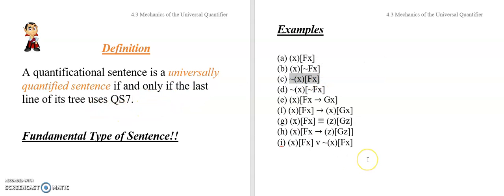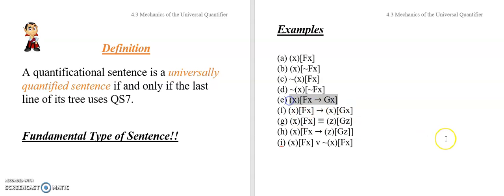This is not a universally quantified sentence. This is a negation. Why? Because in the last line of its tree, you would use QS2. Right? Exact same idea here. This is a negation. This is not a universally quantified sentence. It's a negation. This is its main connective. In the last line of its tree, it would use QS2.